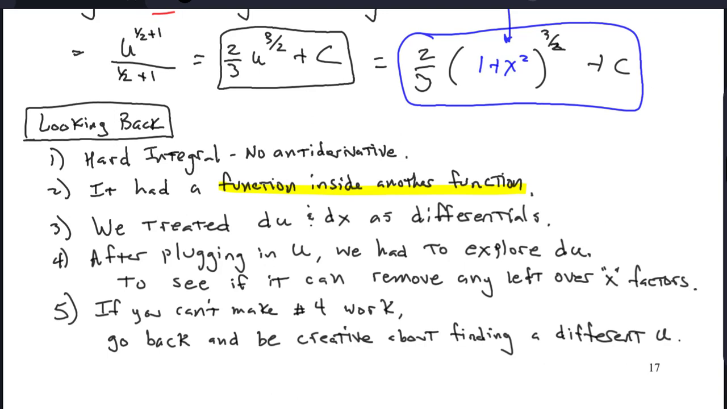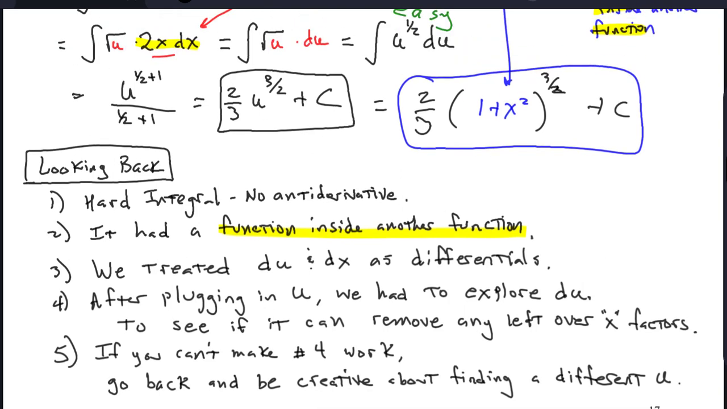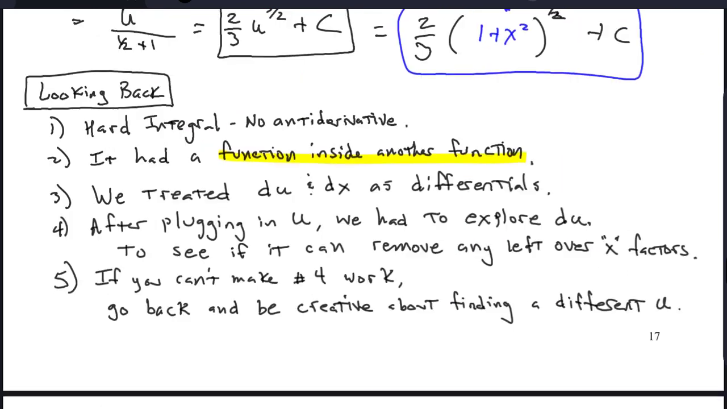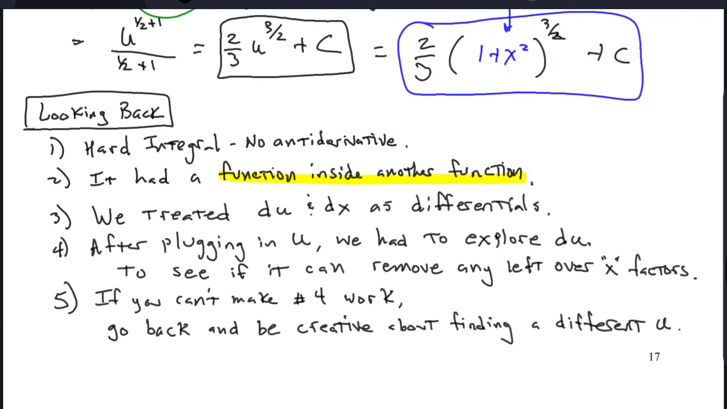Okay, after we plugged in u, we had some leftover x's. That happened back here. We plugged in u and we had some x stuff left over, and we were stuck. We couldn't do anything with that problem until all the x stuff was gone. We had to get rid of the 2x and the dx. And fortunately, it worked because we had an easy replacement for the leftover x factors and the leftover dx. All right, so that's another strategy that you want to keep in mind.